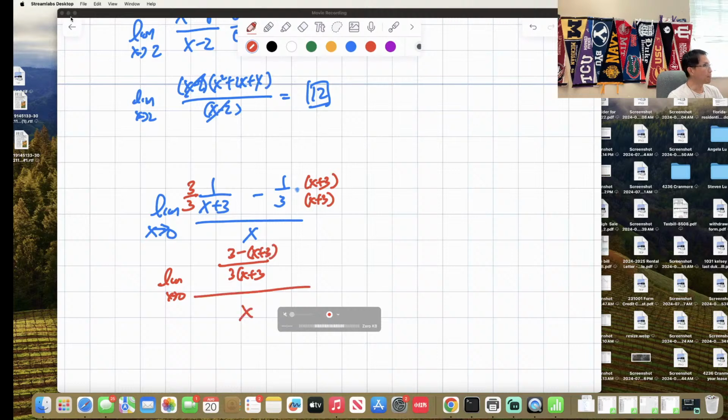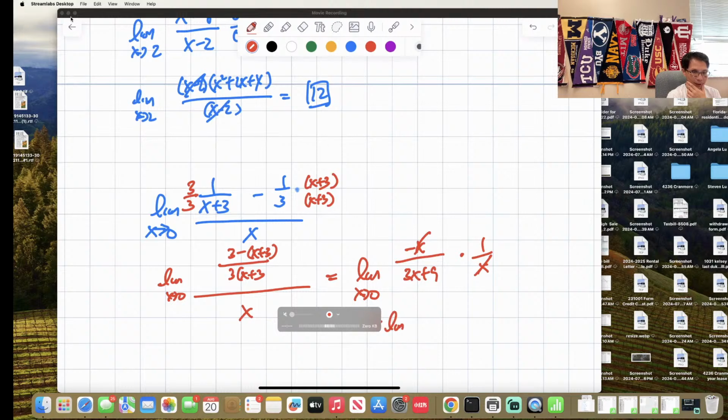You see the main problem is the denominator x. The x is going to 0, that's why it's called undefined. So the limit as x approaches 0 of 3 minus x minus 3, so it's going to be negative x, right? And this is 3x plus 9, times 1 over x. And the x cancels out. So it's the limit as x approaches 0 of negative 1 over 3x plus 9. That's equal to negative 1 over 9. Jin, does that make sense? You got it? Okay.